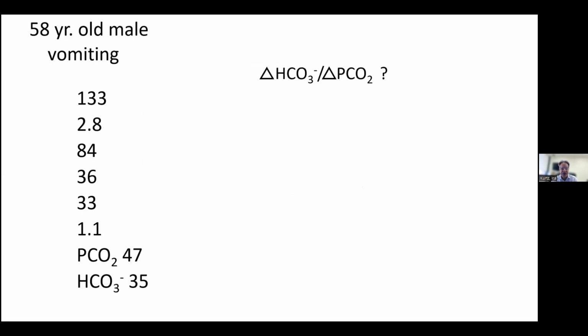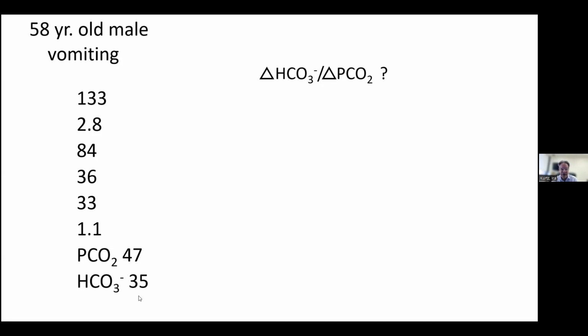Okay, so just a couple of patients to recap what we talked about before. It's a 58-year-old male who's vomiting. And again, you can look at the total CO2 from the chem panel if you want. It's roughly equal to the bicarbonate. Remember, it's only different by 0.03 times your PCO2.